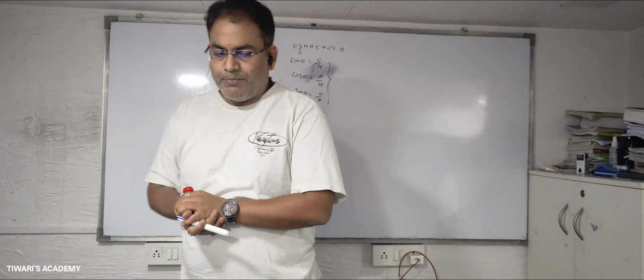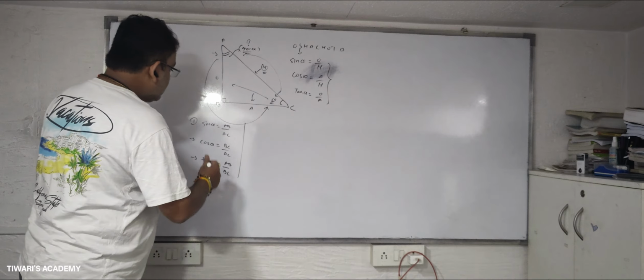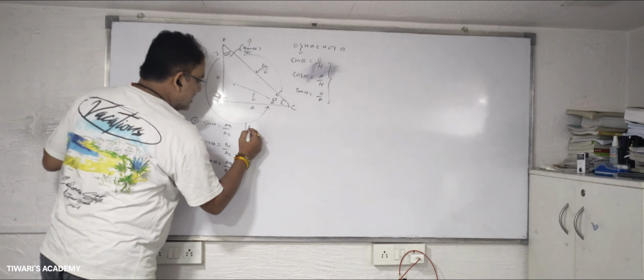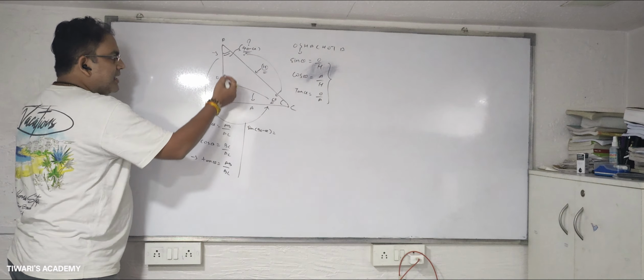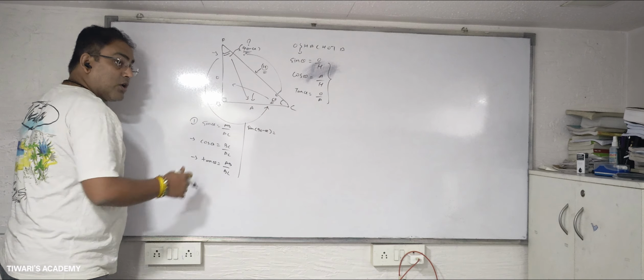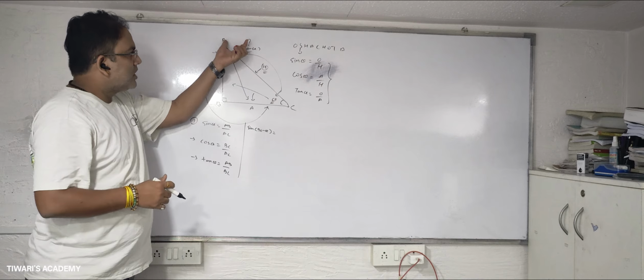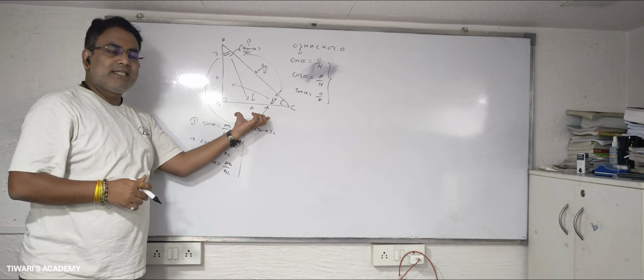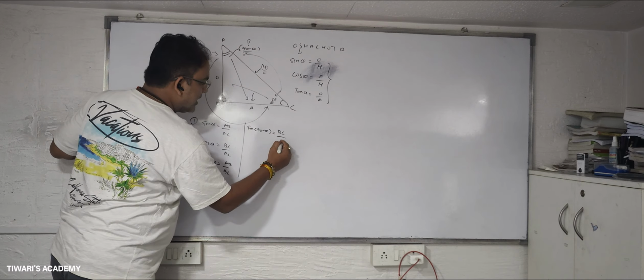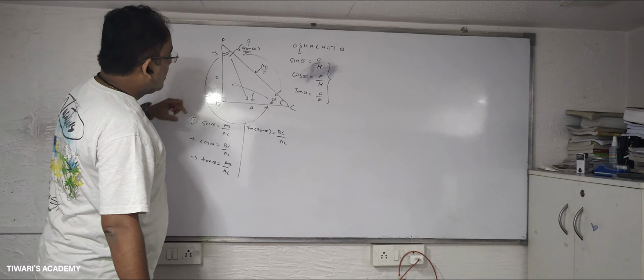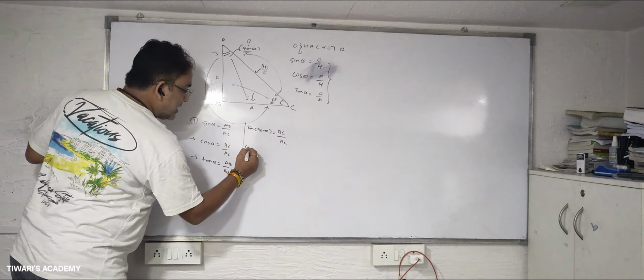Now what is sine 90 minus theta? According to angle A, BC is the opposite side. So this will be BC upon AC. Now, cos 90 minus theta.